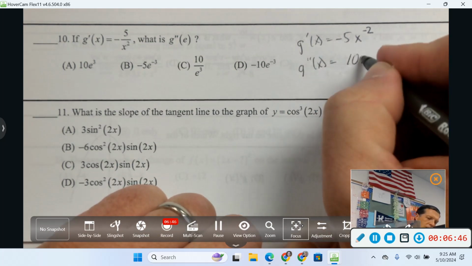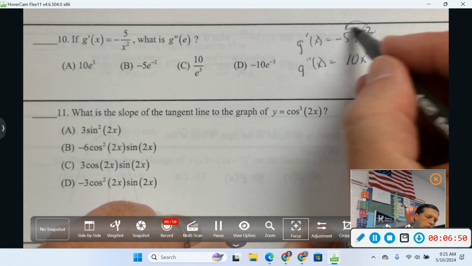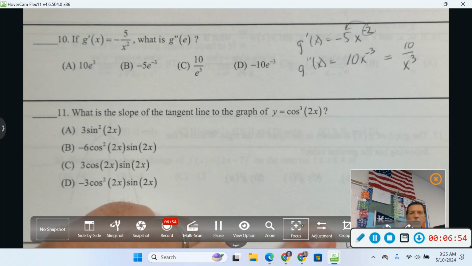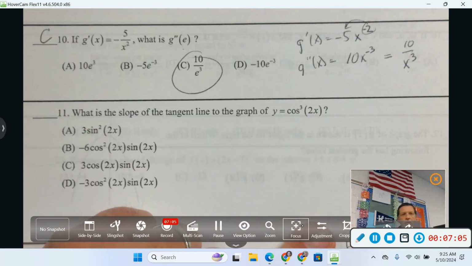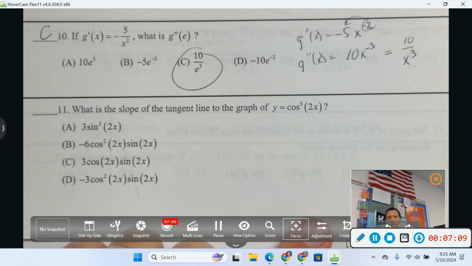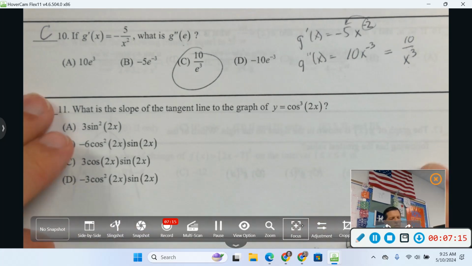So 10x to the negative 3. Right, move the negative 2 down, decrease the power by 1. 10 over x cubed. Plug in e, which seems weird, but whatever. Plug in e, we get 10 over e cubed. So answer C. That wasn't really that hard. It's just they gave you a first derivative and asked for a second. That seems weird. And then you plugged in a weird number.